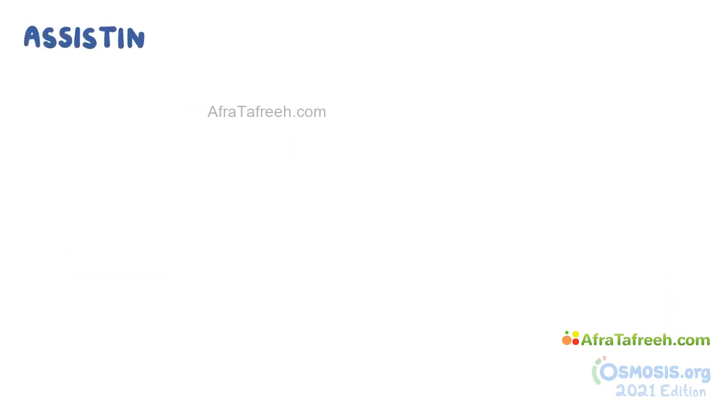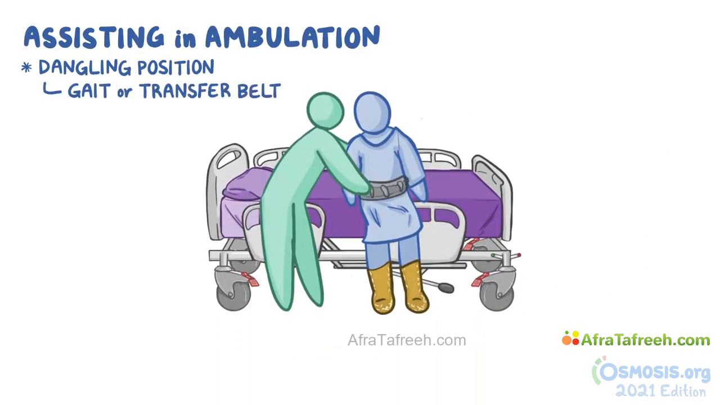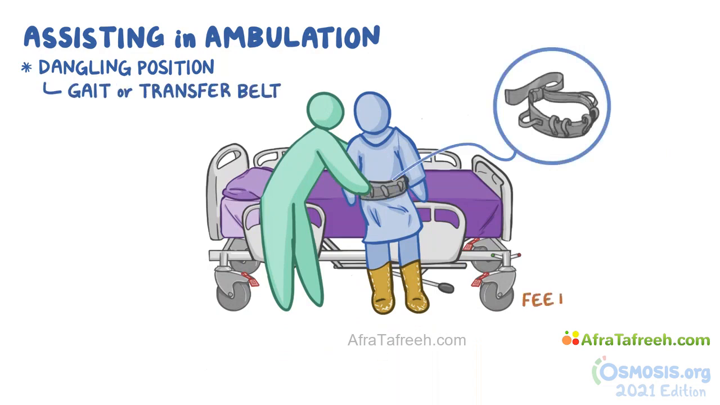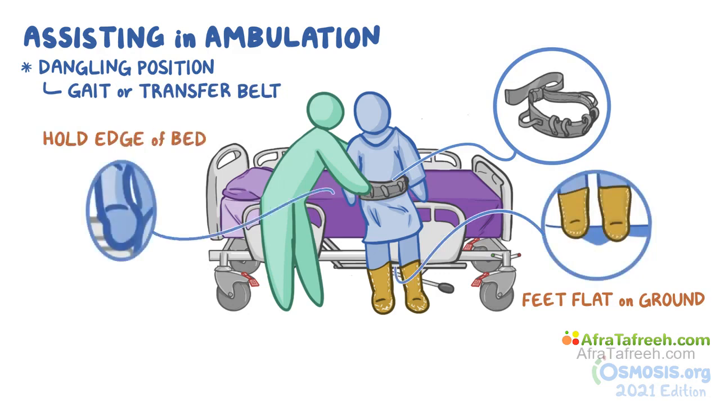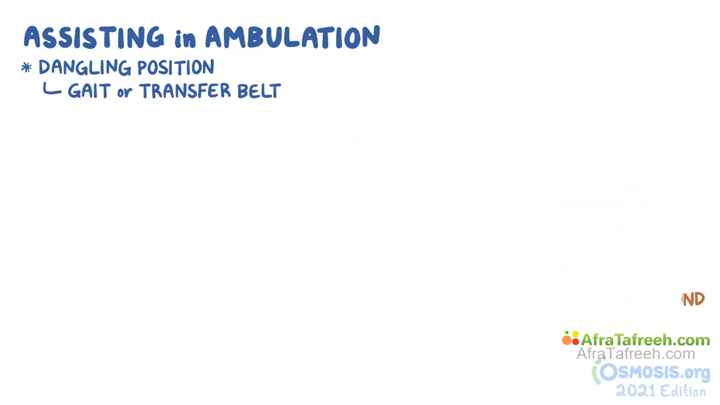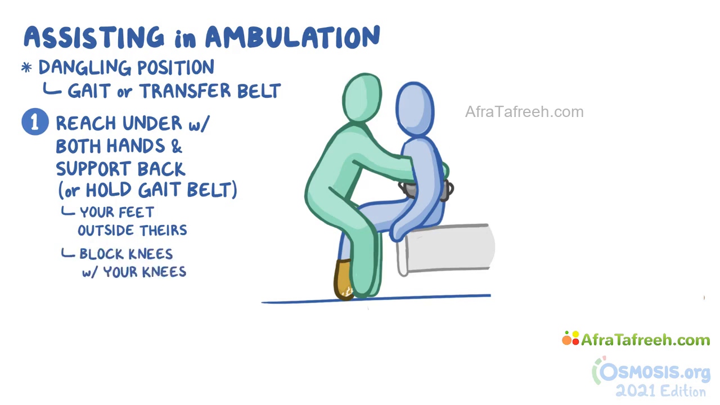Next, let's look at assisting in ambulation. When the client is in the dangling position, help them put on a gait or transfer belt. Before they stand up, make sure their feet are flat on the ground and have them hold the edge of the bed with both hands. Reach under their arms with both hands and support their back, or hold onto the gait belt on both sides of the body. Place your feet outside of their feet while keeping your knees flexed. Block their knees with your knees in case they slip or if their knees buckle.